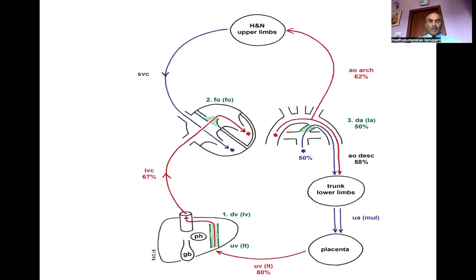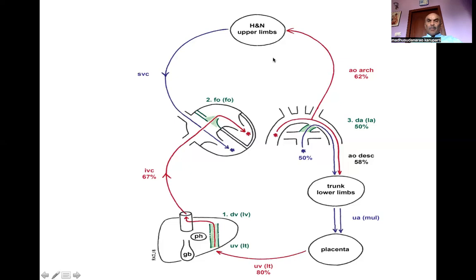It gets mixed with the oxygenated blood of the umbilical vein, and its saturation falls from 82% to 67% in the inferior vena cava. This inferior vena cava blood is pumped into the right atrium, which preferentially goes into the left atrium through the foramen ovale. From there, as I told you, it is emptied into the left ventricle, and the left ventricle ejects this better oxygenated blood into the aorta.